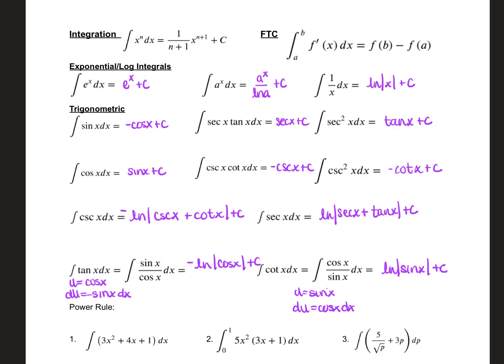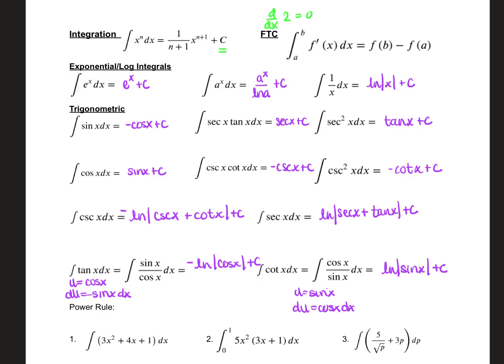If I were to take a derivative of a constant, so if I would have taken d/dx of, let's say, 2, that's going to be 0. So then when we integrate, we may have had a constant that we lost.